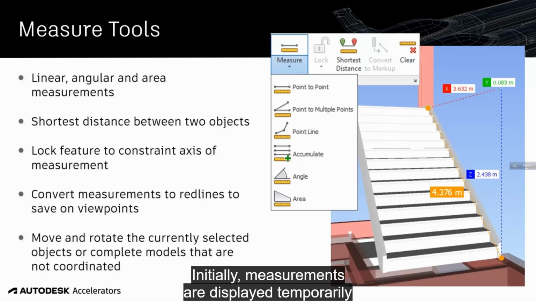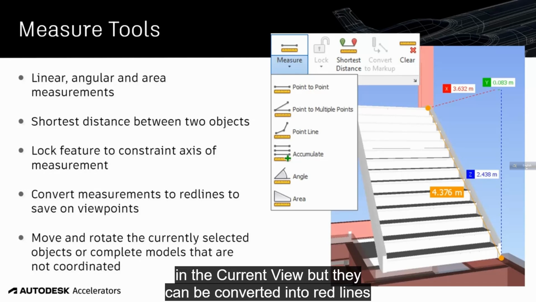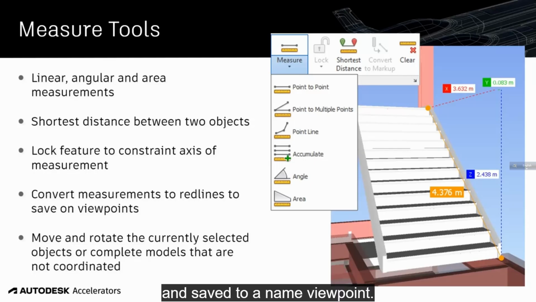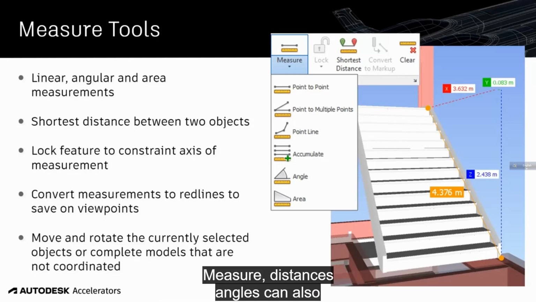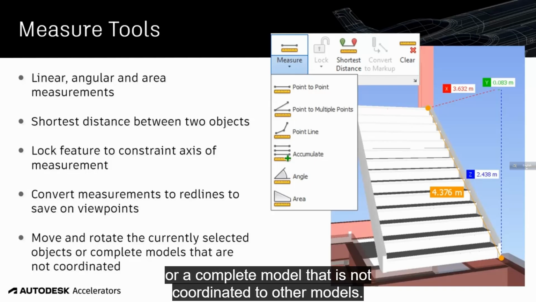Initially, measurements are displayed temporarily in the current view, but they can be converted into red lines and saved to a named viewpoint. Measured distances and angles can also be used to move and rotate objects or a complete model that is not coordinated to other models.